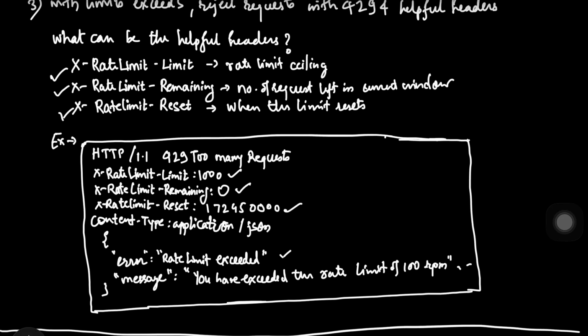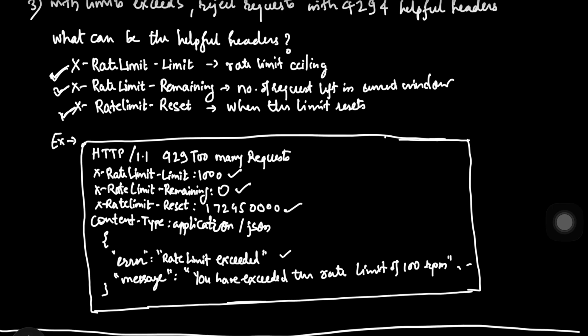Some of the helpful headers which I have listed down over here: the first one is X-RateLimit-Limit, which tells the user their allowed ceiling, I mean the total number of requests they can make within a time window. The next header is X-RateLimit-Remaining, which tells how many requests they have left in the current window. Then there is a third header which we are calling X-RateLimit-Reset. This is nothing but the exact timestamp of when their quota will refresh.